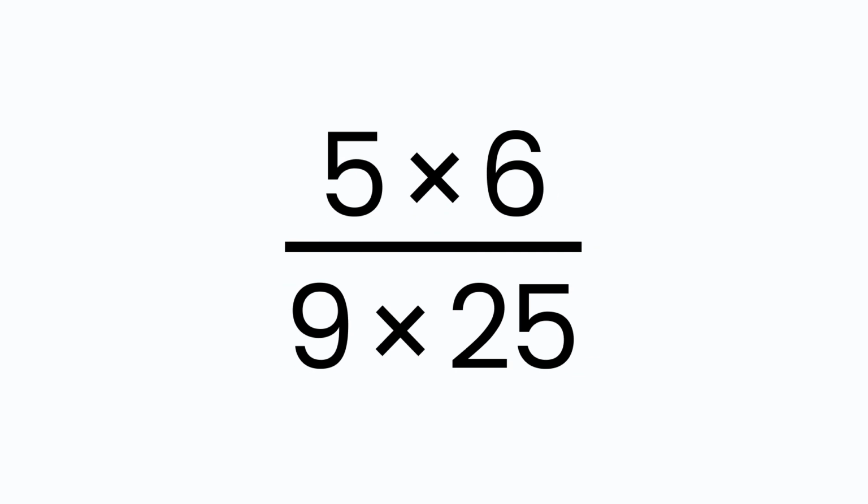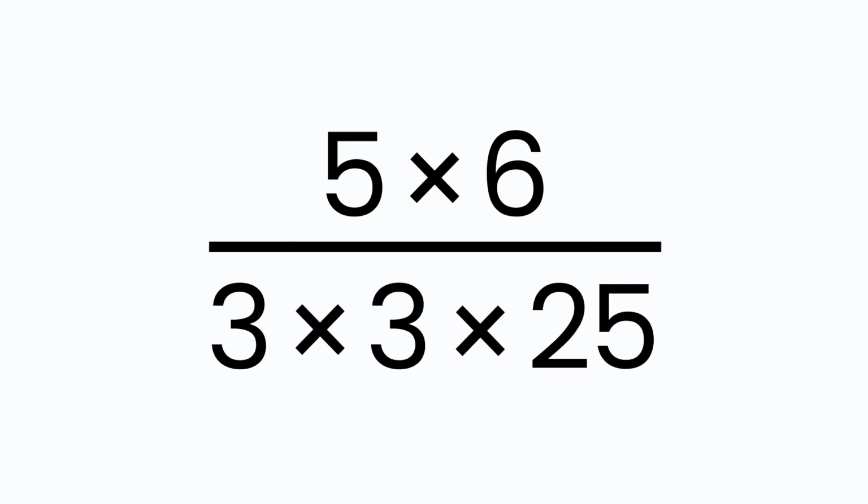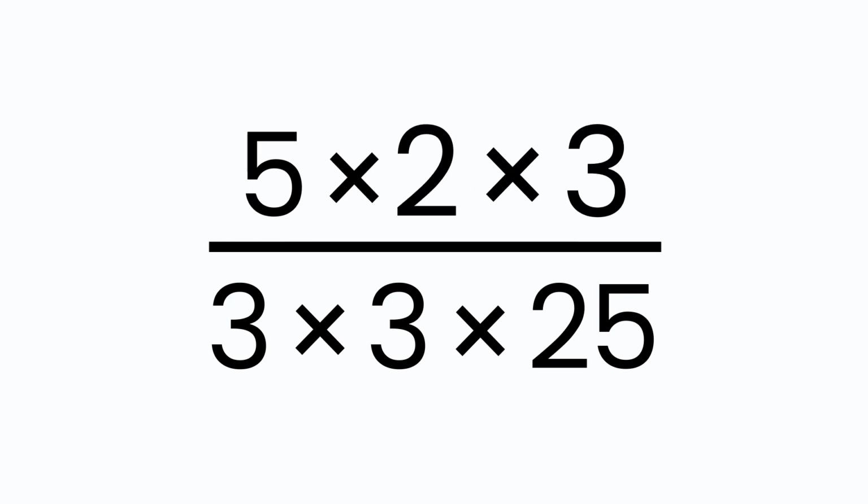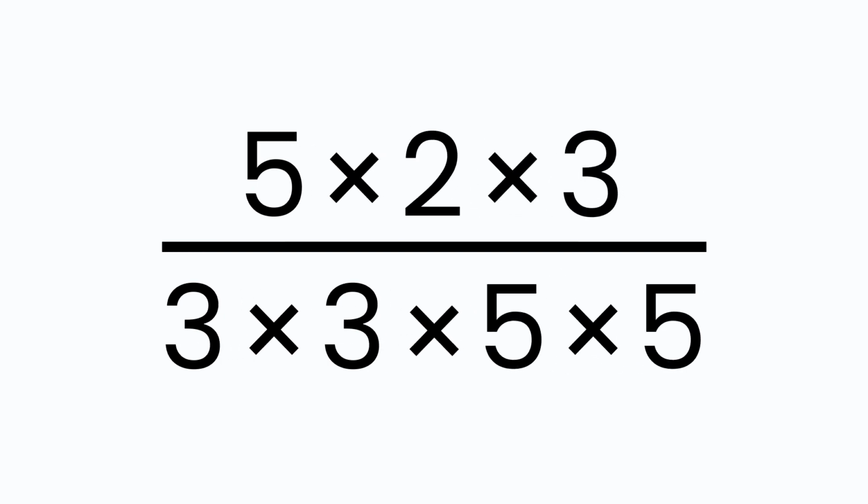A quick glance doesn't reveal any obvious common factors, but you might find some if you factorize the numerators and denominators into prime factors. 5 is a prime number, so you don't have to factorize that. 9 is 3 times 3. 6 is 2 times 3. And 25 is 5 times 5. Now you can see that these composite numbers hid some common factors, and you can clean up with some cross-cancellation.